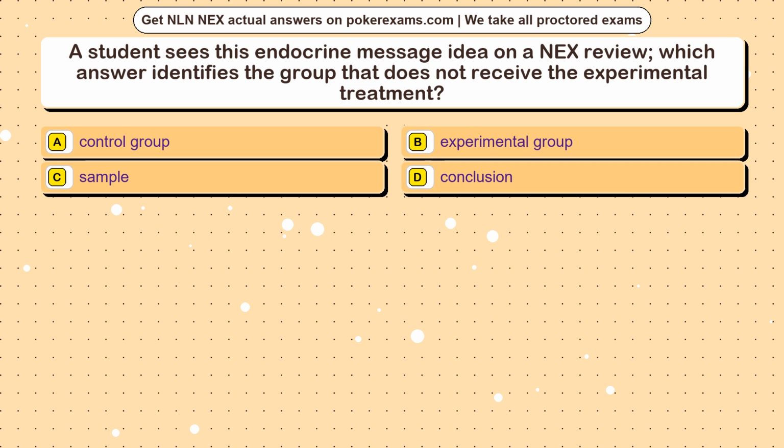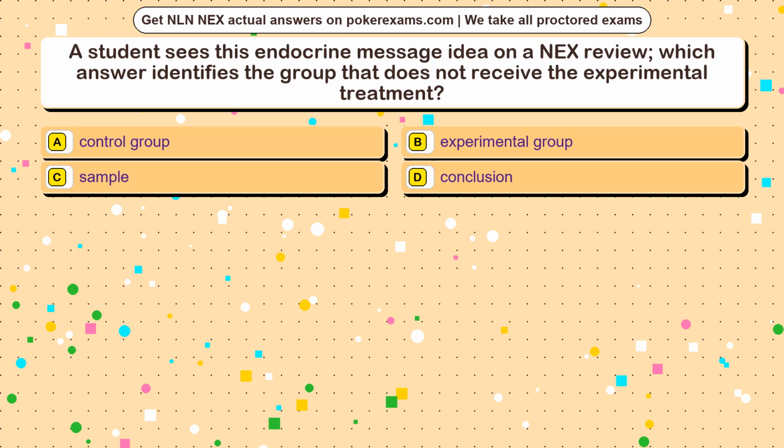Question 10. A student sees this endocrine message idea on a NEX review. Which answer identifies the group that does not receive the experimental treatment? Option A. Control group. Option B. Experimental group. Option C. Sample. Option D. Conclusion.